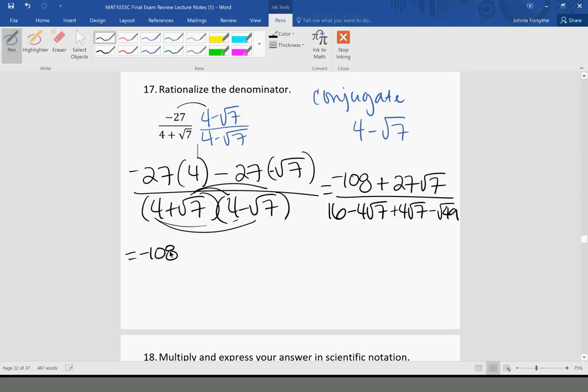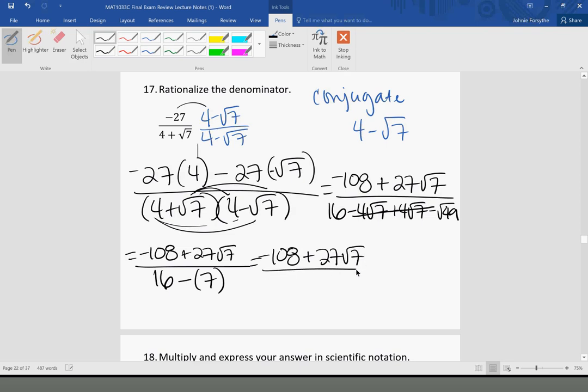Okay, so we have negative 108 plus 27 times root 7 over, so in the middle here, negative 4 root 7 plus 4 root 7 cancels out. So I'm just going to have 16 and then minus the square root of 49, which is 7. Okay? So now I'm going to have negative 108 plus 27 times root 7 over 16 minus 7, which is 9.